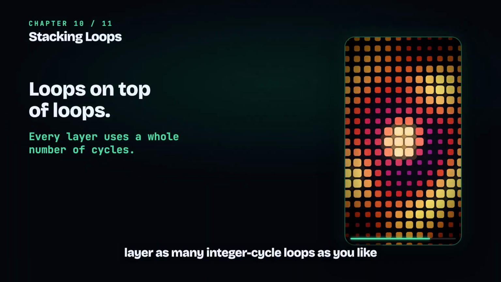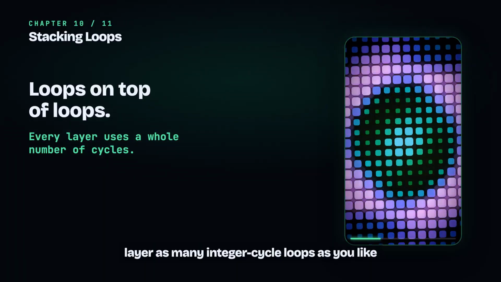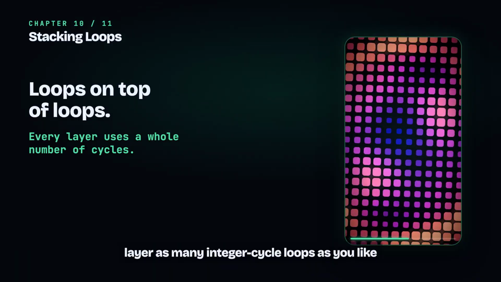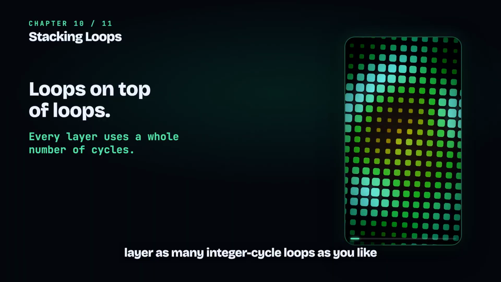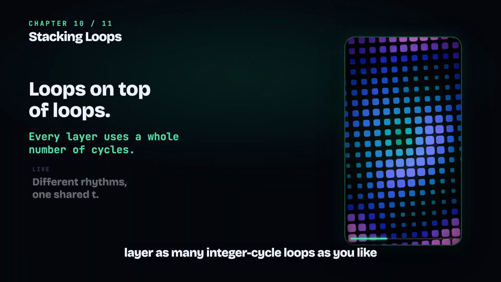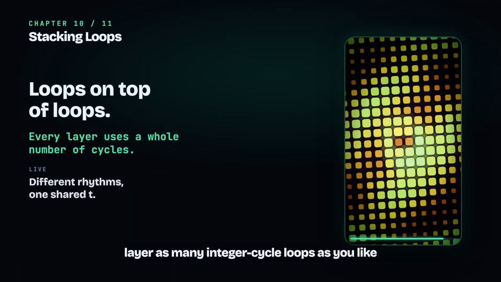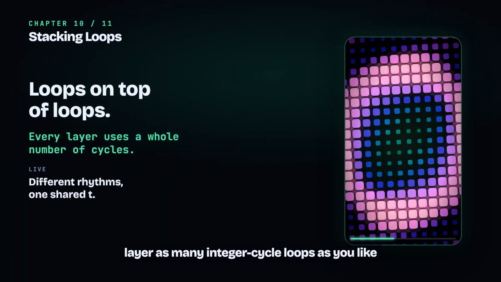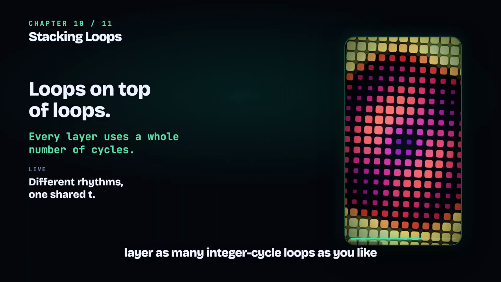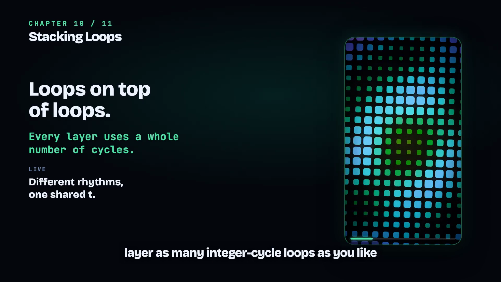Layer on a fast shimmer, say 11 cycles. Add a rotating hue that turns 3 full times. Throw in a wave that ripples across 5 times. Each layer uses its own whole number of cycles, but every one of them shares the exact same T. So here's the guarantee. Since each layer independently returns home at T equals 1, the combined result, no matter how many layers you stack, also returns home at T equals 1.